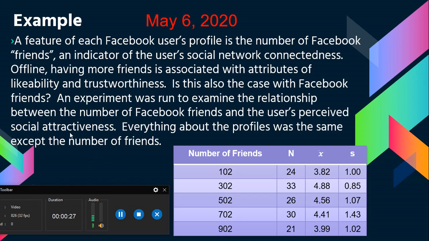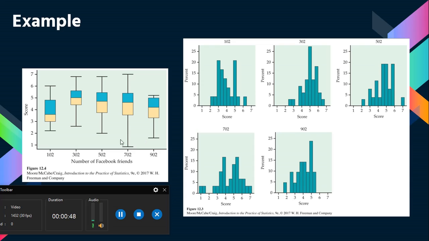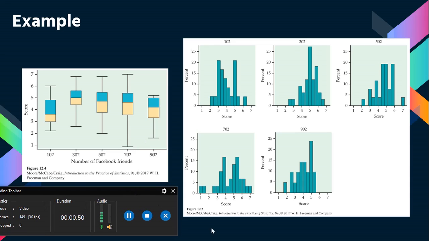user's perceived social attractiveness. So what they've done is they've summarized the number of friends and they have groupings. We have a sample size. We have X bar for each of the groups and the sample standard deviation. So the first thing that we want to do is we want to look at the data individually.